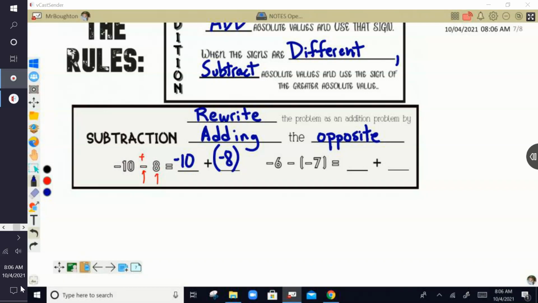I'm going to give you a second on the second one here. If you can pause right here, put your answers in, and then unpause and we'll check our answers.